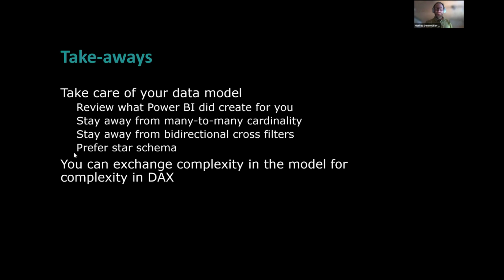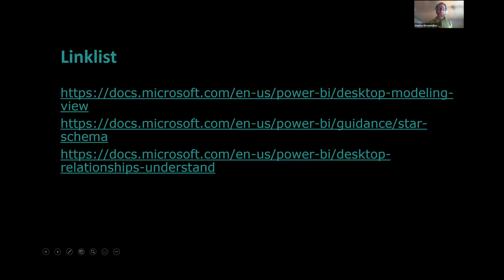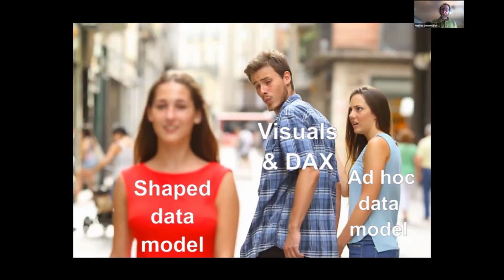So with that said, are there any questions? So there's a takeaways link list. And we talked about the relationships, the normalizing and denormalizing, and the consequences of that, and as an example about the date dimension. So a shaped data model is really good because your visuals and DAX will like it. An ad hoc data model will just take all the tables or the data sources you have, Excel, whatever, and just put it into Power BI. Yes, it will work, but your visuals and your DAX formulas will much more like having a shaped data model.